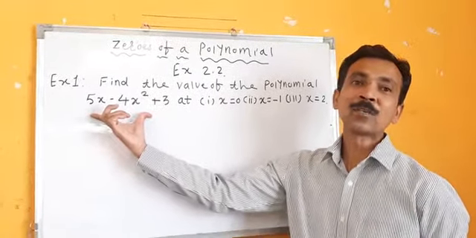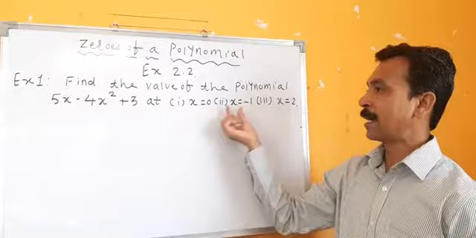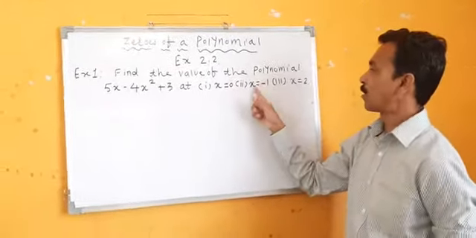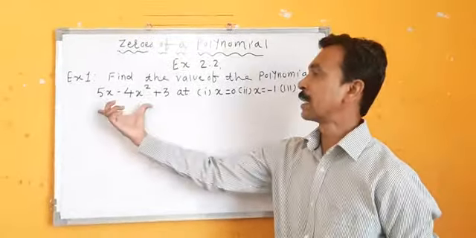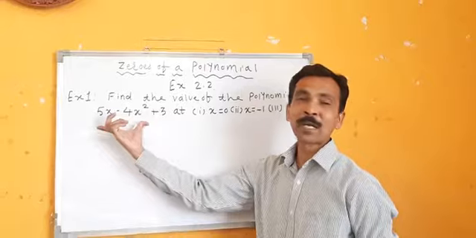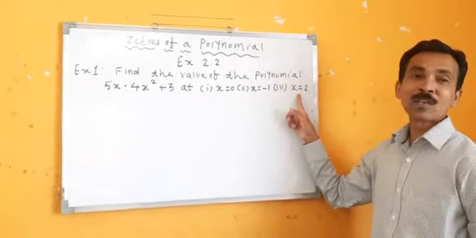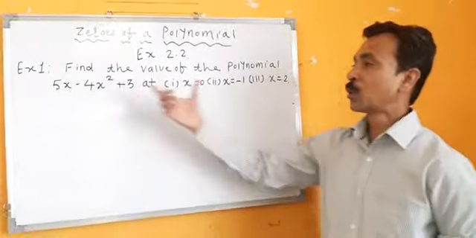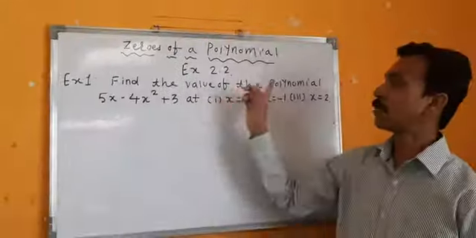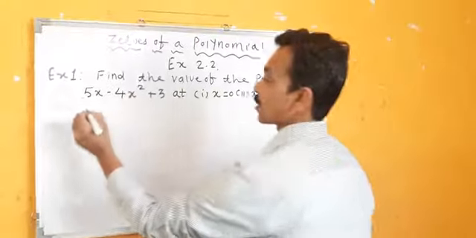We'll get the value. Then in the second bit, again take p of x. Place the value of x is equal to minus 1 in this polynomial. We'll get a value. Again, take this polynomial. What is the value of the third bit? X is equal to 2. Place the value of x in this polynomial. We'll get the value. That is the meaning of value. I will solve, okay?